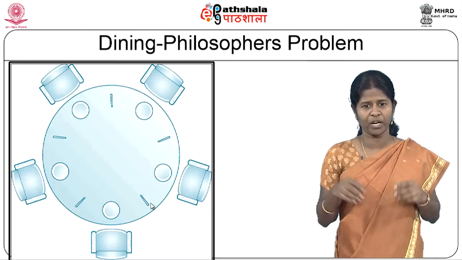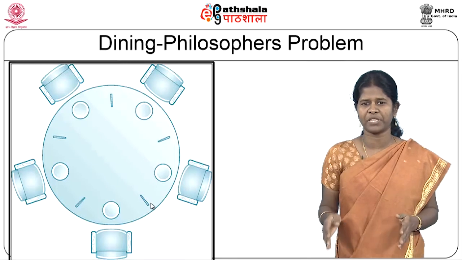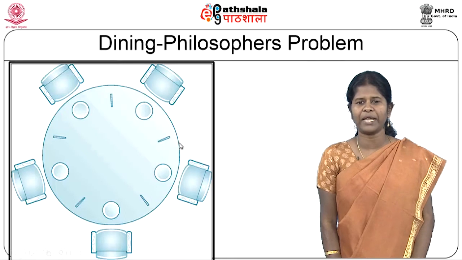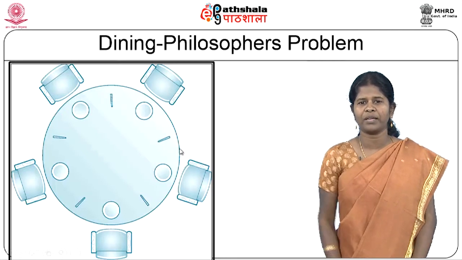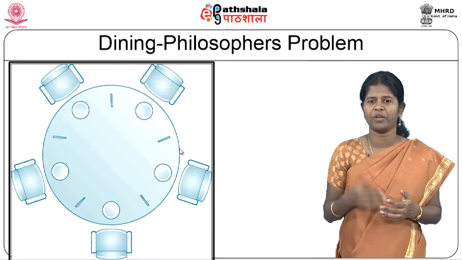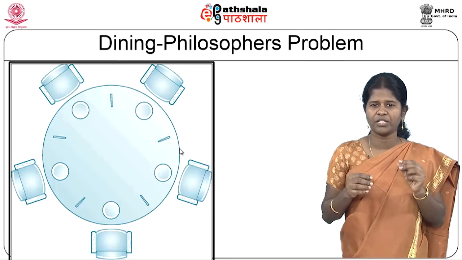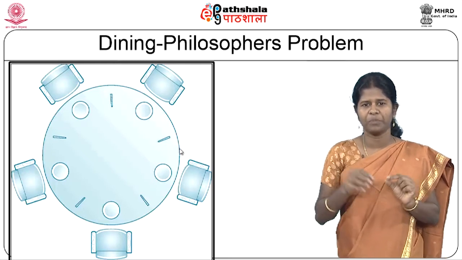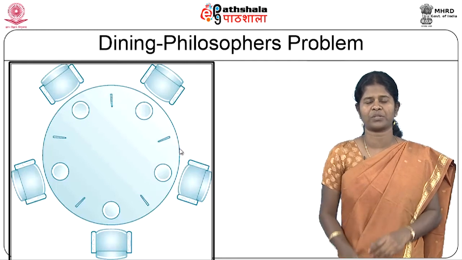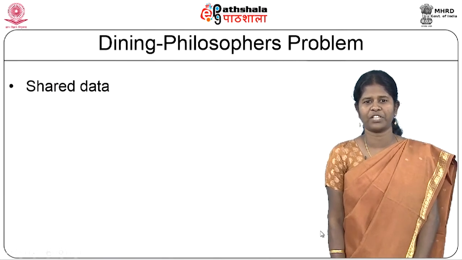But a philosopher will not keep on dining always. He will dine for some time, then place down the chopsticks and think for some time, and so on. When one philosopher places the chopstick down, the neighboring philosopher can pick it up and use it for dining. The problem is that the chopstick is a shared resource between the different philosophers. So, how can a solution be given to this Dining-Philosophers problem?